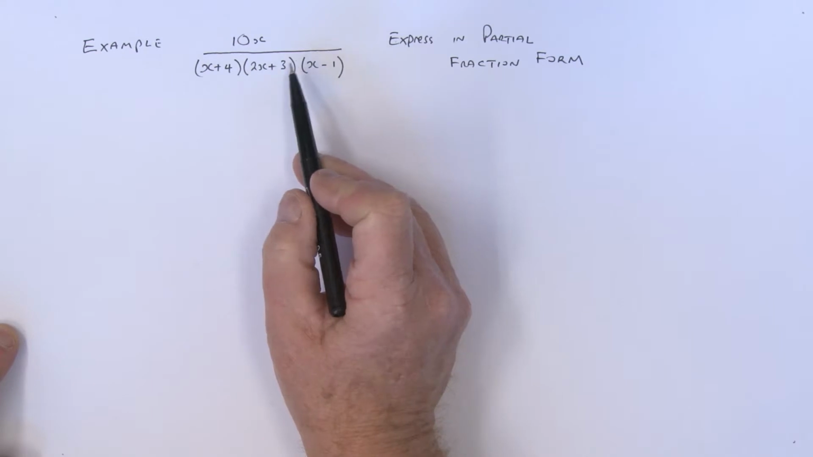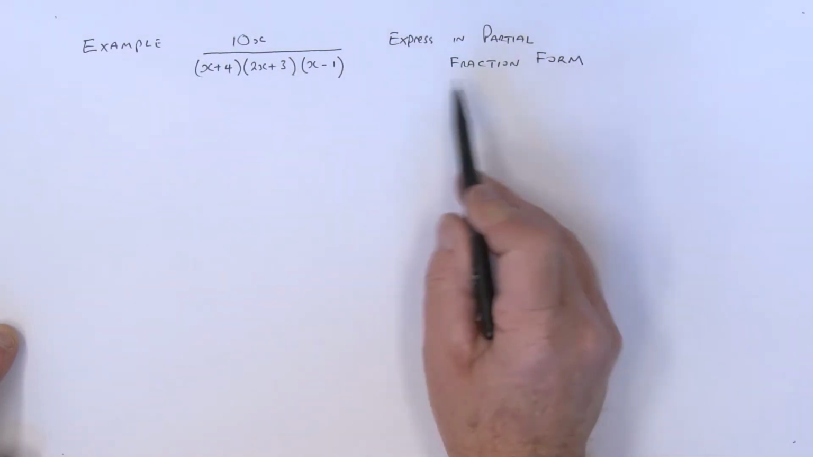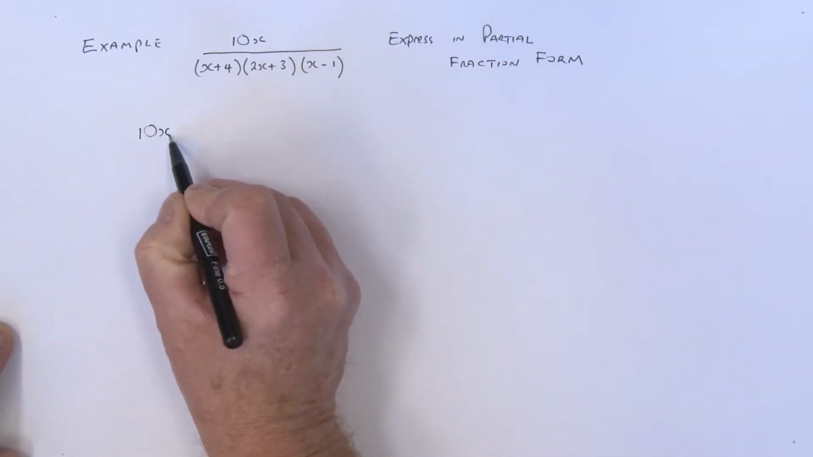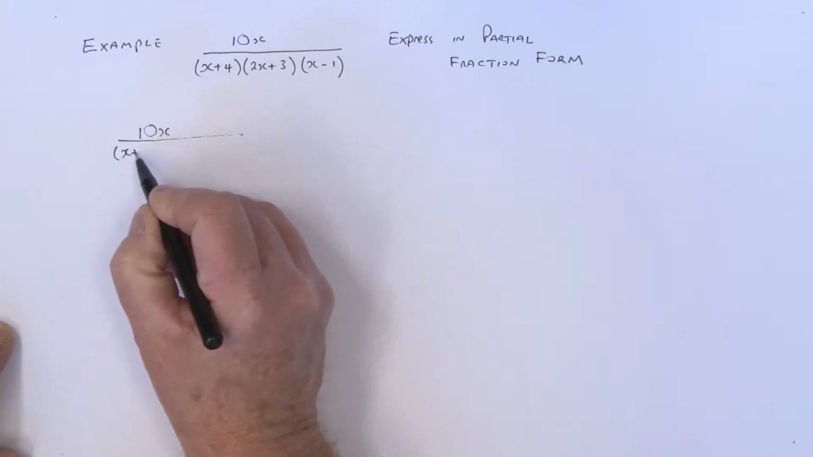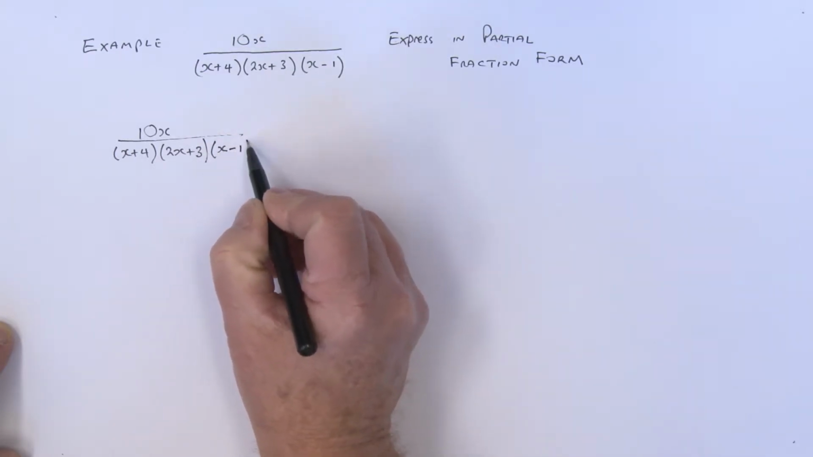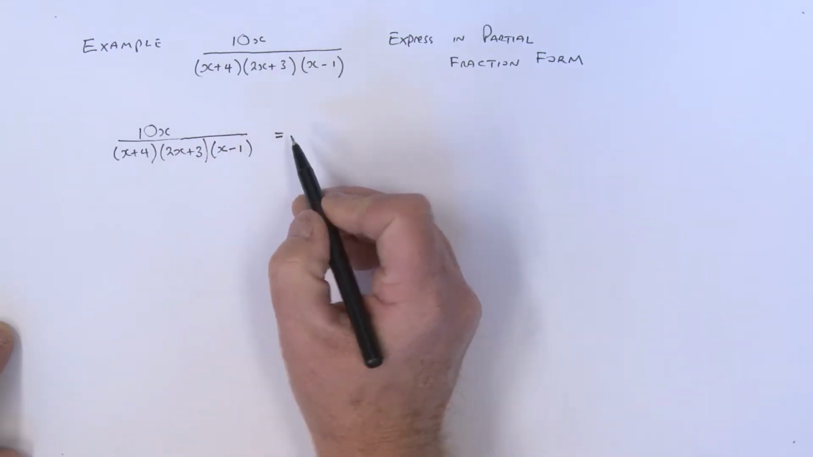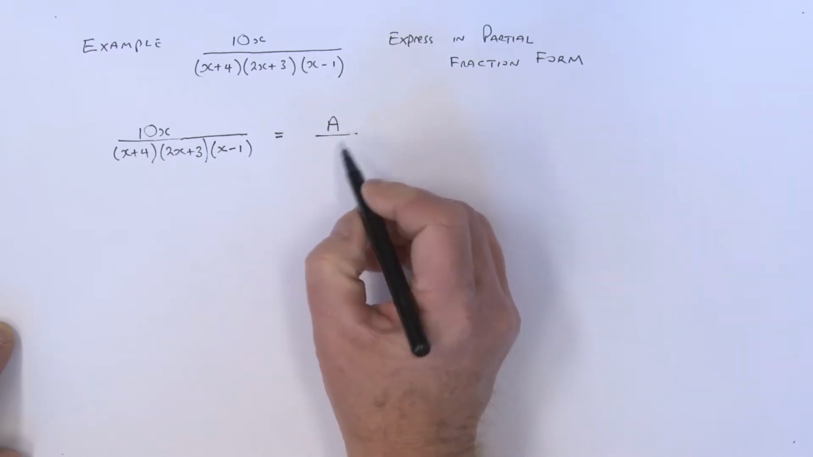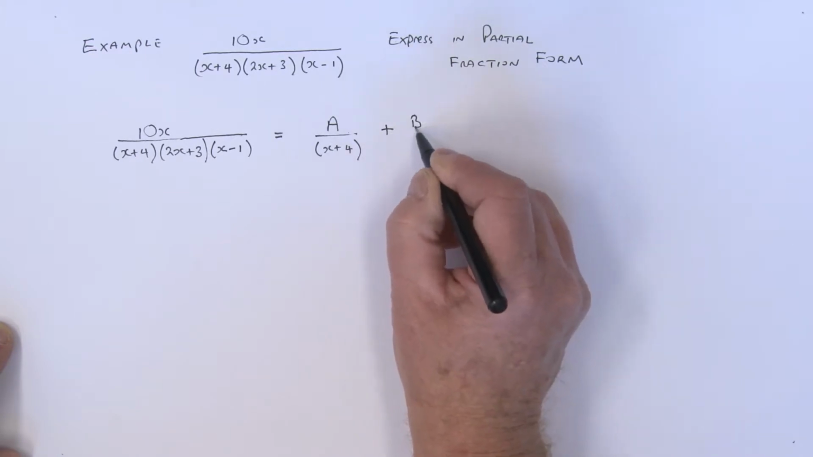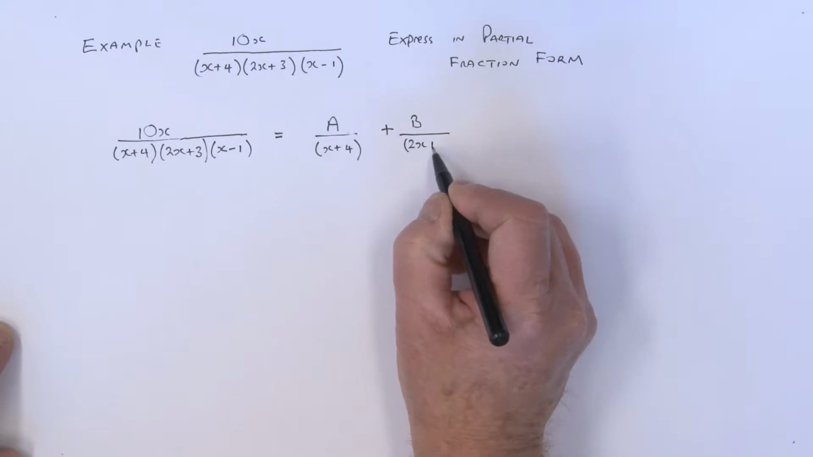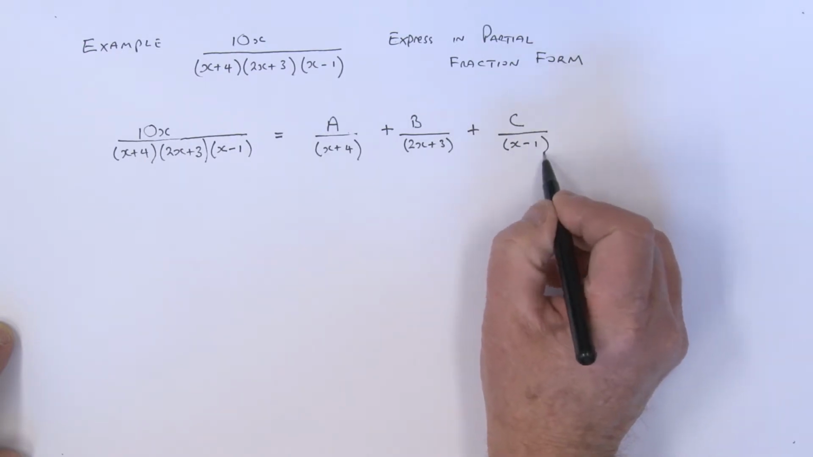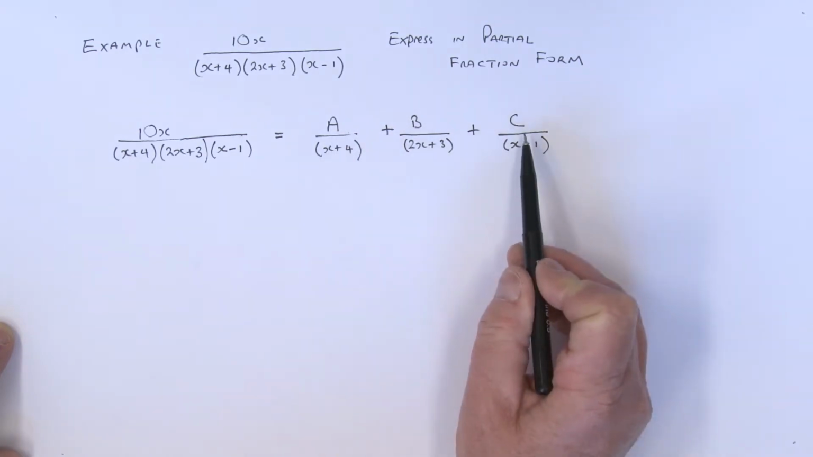All right, let's take an example here. We've got this expression, and we want to represent it in partial fraction form. So how do we do this? We're going to take this expression, which is 10x divided by x plus 4, 2x plus 3, and x minus 1. We're going to say that is equal to a constant a divided by x plus 4, plus b divided by 2x plus 3, plus c, another constant, divided by x minus 1. And our task is to find a, b, and c.